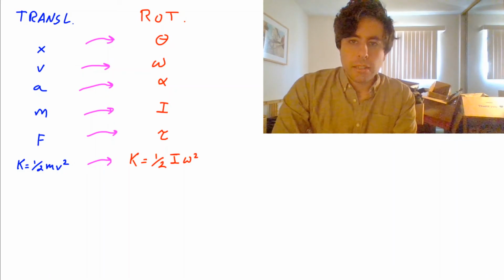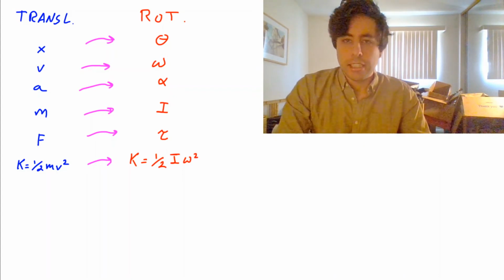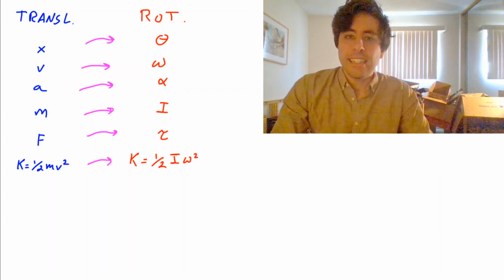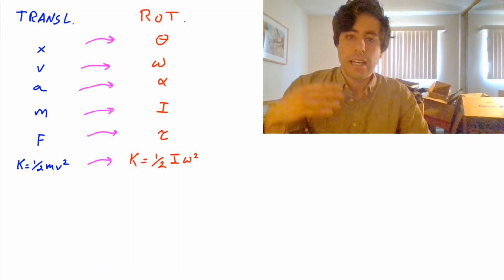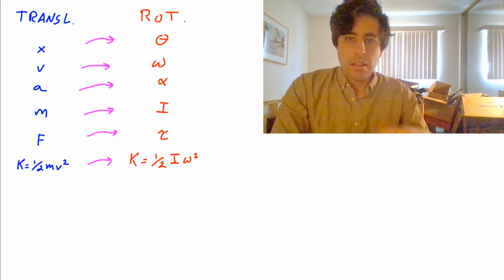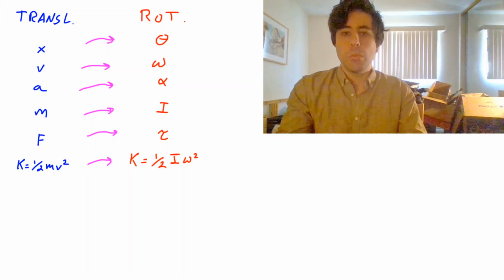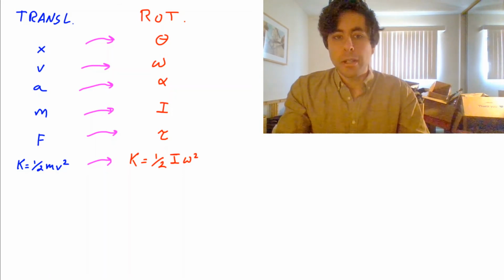So far in studying rotations, we've looked at translational quantities like position, velocity, acceleration, and we found analogous rotational quantities. So instead of position, velocity, and acceleration, we have theta, the angle, omega, the angular velocity, alpha, the angular acceleration. The equivalent of mass is moment of inertia. The rotational equivalent of force is torque.